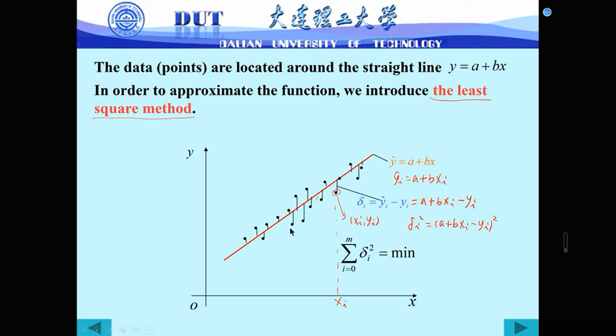It is different from the interpolation method. So you should understand, firstly, the difference between the interpolation method and the least squares method. I repeat: for the interpolation method, we find a function passing through all the points. This means interpolation.